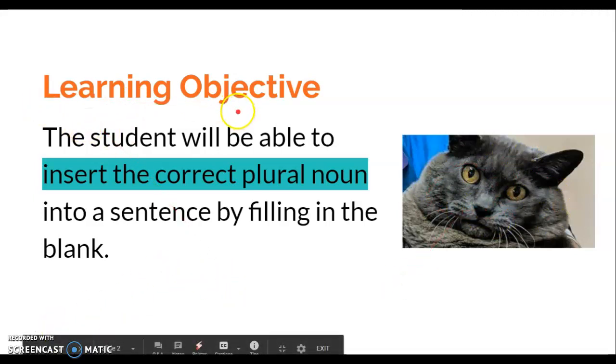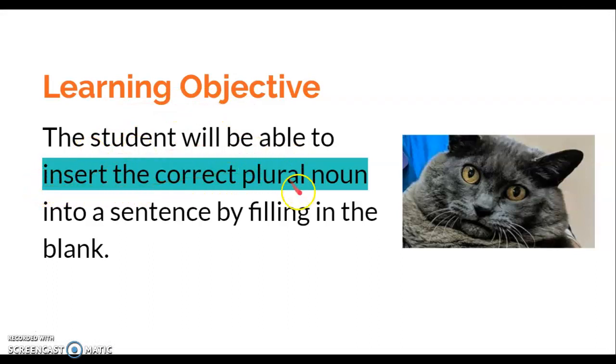All right, our learning objective. The student will be able to insert the correct plural noun into a sentence by filling in the blank. So we're going to be focusing in on plural nouns today. Some plural nouns are made just by adding an S. We take the word cat, we make it cats. That's plural. But we have quite a few nouns that we can't just add an S to.